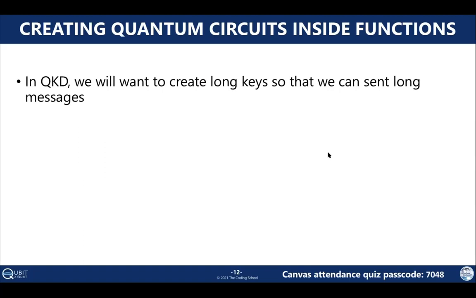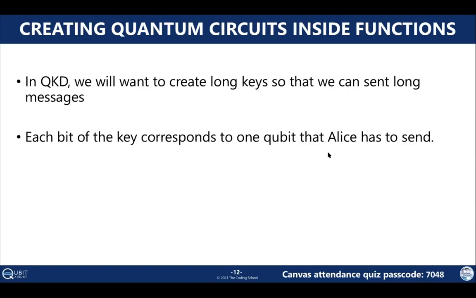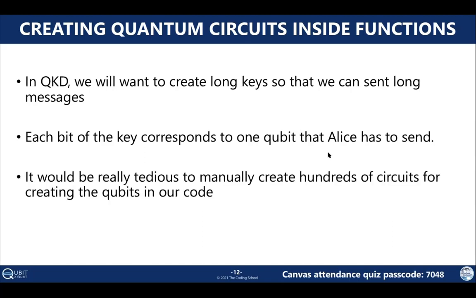That is the point. In QKD, we will want to create long keys so we can send long messages. Normally for cryptographic protocols, the longer your key, the better off you are, because it's harder to replicate a long key. If you only have a couple bits, you can randomly guess for a while and eventually you'll figure it out. Each bit of the key corresponds to one qubit that Alice has to send. So if we're sending a 32-bit key, which is a bit short, you'd use 256 now, we can still do all of this just by implementing the same circuit over and over again with some function.